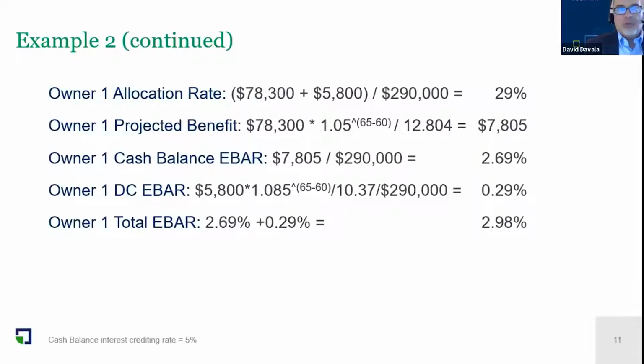Cash balance plans have a definition of actuarial equivalence, and it's defined in the plan document. The definition includes an interest rate and mortality. These plan document assumptions are used to convert the cash balance credit to an annuity. But when you cross test, you can use different actuarial assumptions, so a different interest rate and a different mortality table.